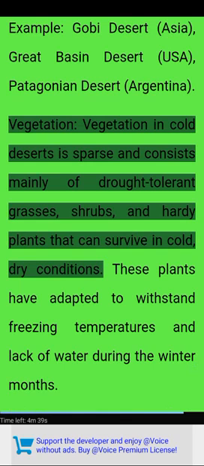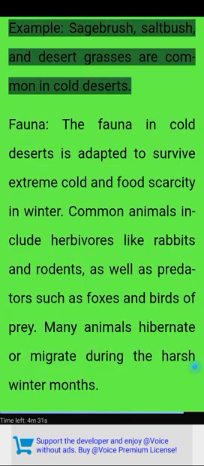Vegetation. Vegetation in cold deserts is sparse and consists mainly of drought-tolerant grasses, shrubs, and hardy plants that can survive in cold, dry conditions. These plants have adapted to withstand freezing temperatures and lack of water during the winter months. Example: sagebrush, saltbush, and desert grasses are common in cold deserts.